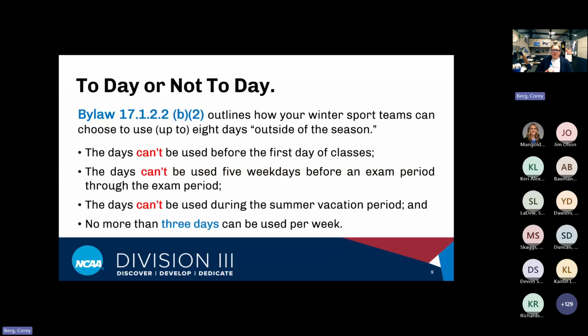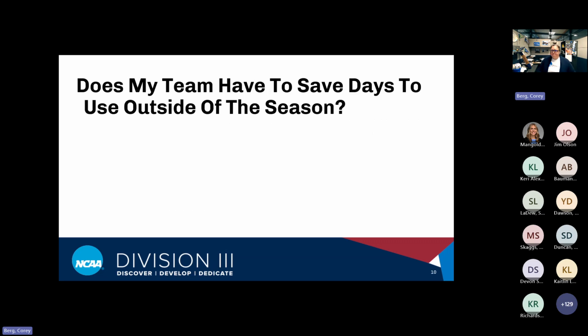So what you really want to be tracking on if you have a team that wants to save days is that those days can't be used before the first day of classes in the fall. They can't be used 5 weekdays before an exam period or during that exam period. They can't be used during the summer vacation period. And if you want to save a bunch of them, you can't use more than 3 days during any one 7-day period. So keep those in mind. And then I'm going to show you a couple of questions that we've been getting lately about these 8 days.